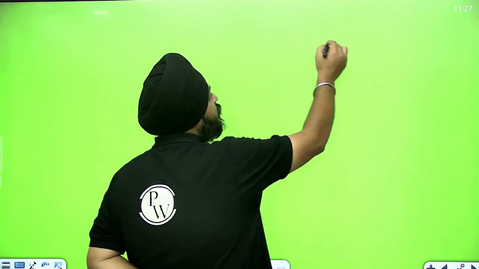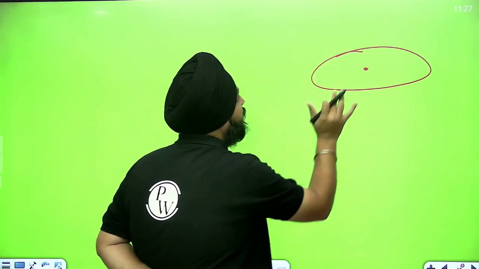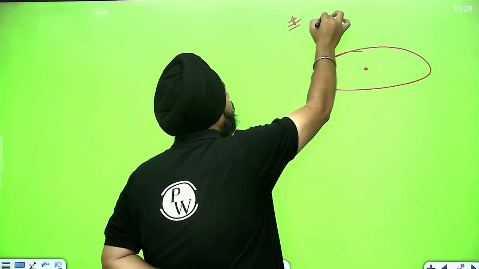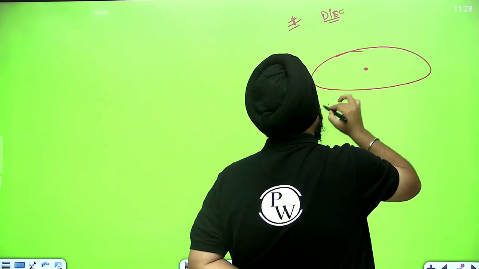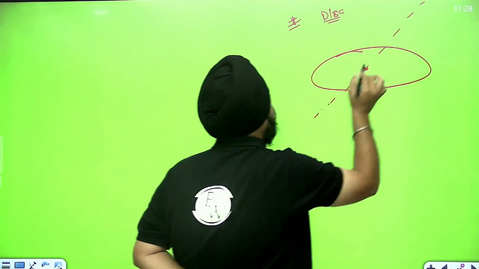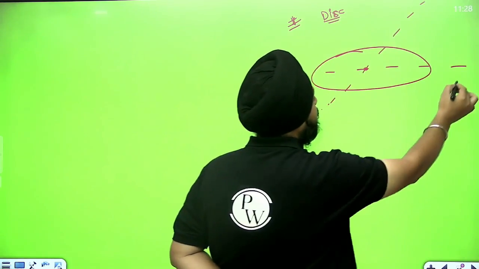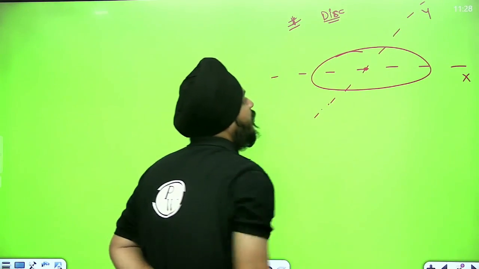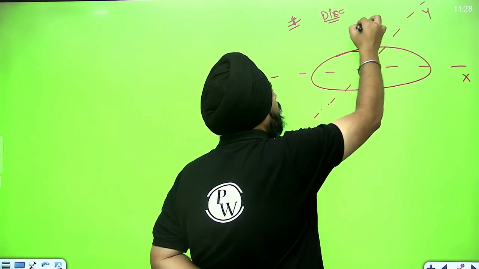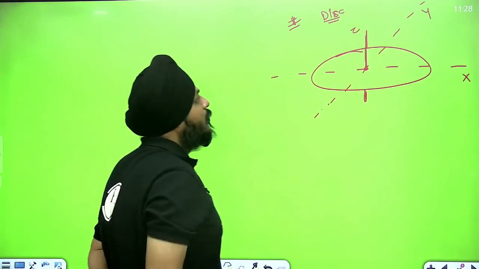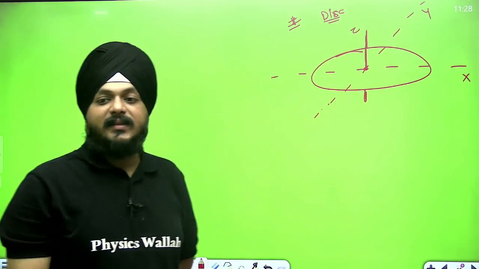Continuous body. Suppose, first of all, let's take an example. This is a disk. Let's take two axes. This is the x-axis, this is the y-axis, right? And the third one is the z-axis. Okay, x-axis, y-axis and z-axis.